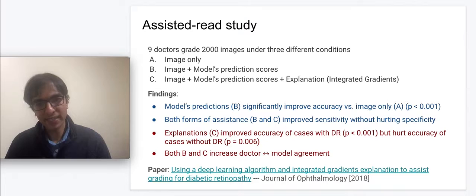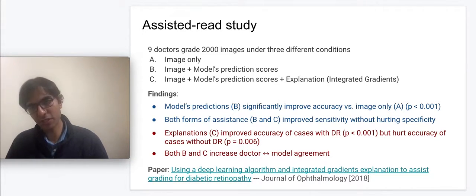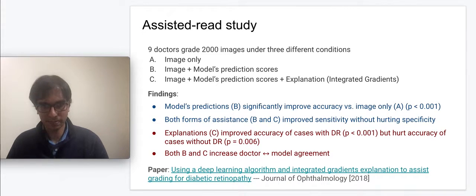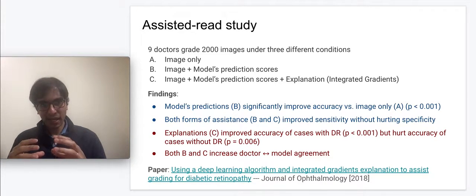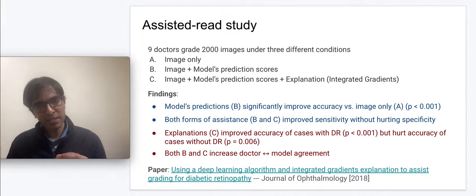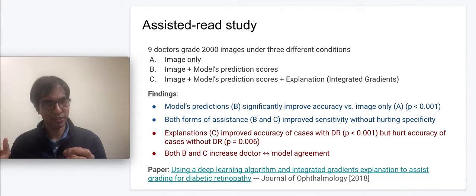So the findings are very interesting. So the first finding we had is that experimental arm B does significantly better than A, which means seeing the model's prediction really improves the doctor's accuracy versus just the doctor grading the image by themselves. Now, both experimental arms B and C increase the doctor's accuracy compared to A. But the marginal increase of explanations over seeing the predictions is not that much.